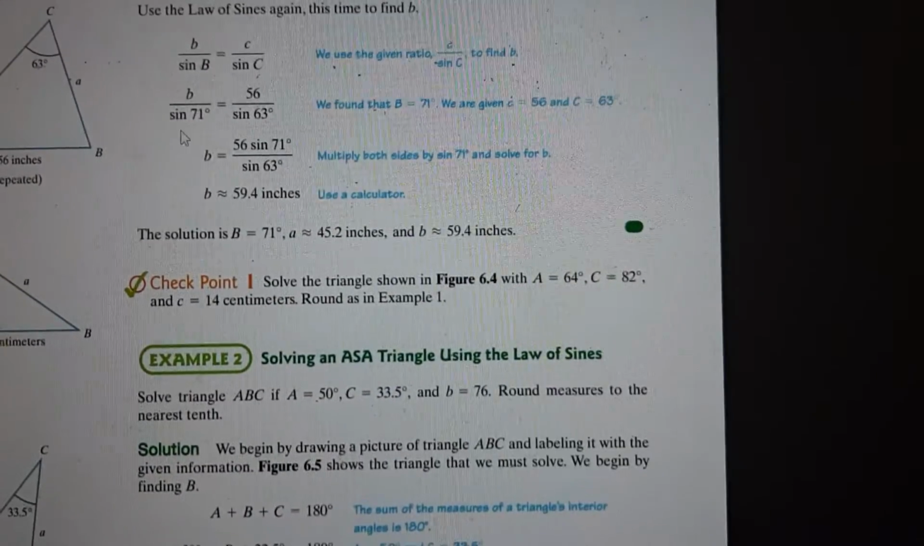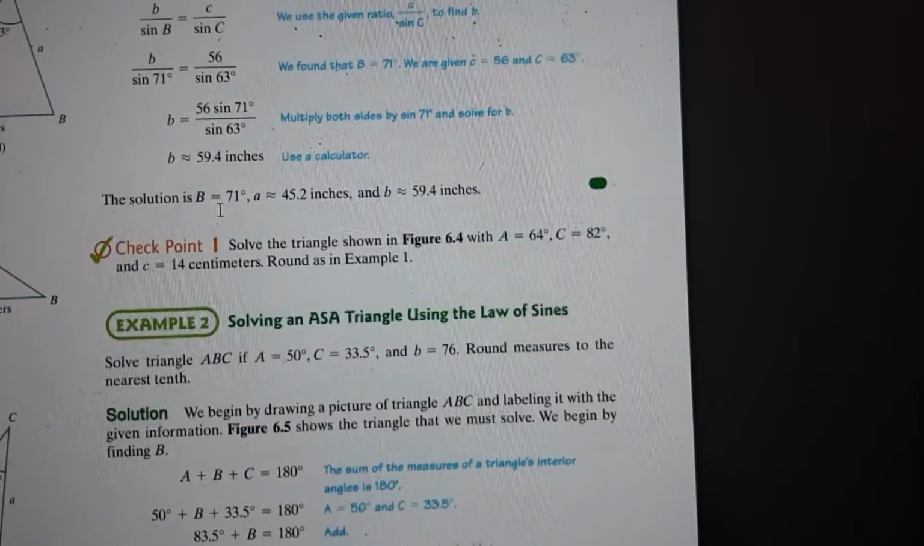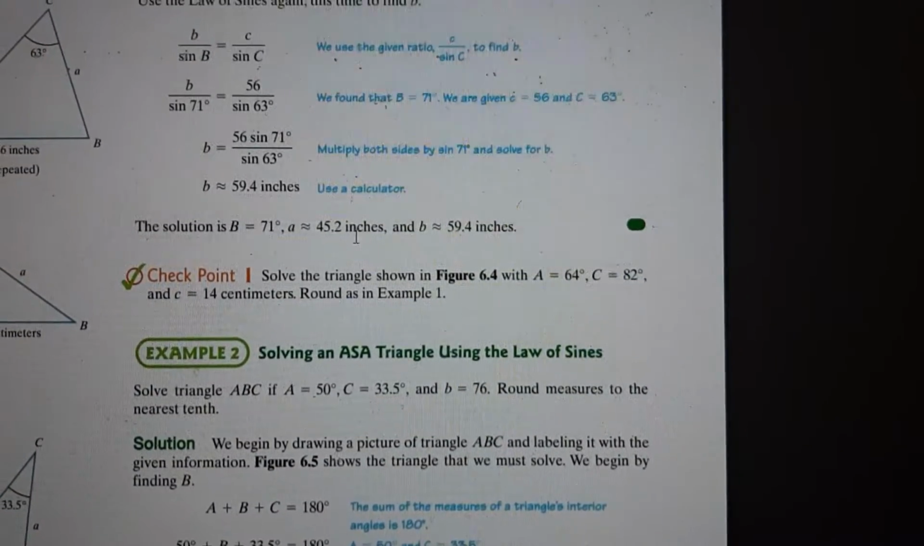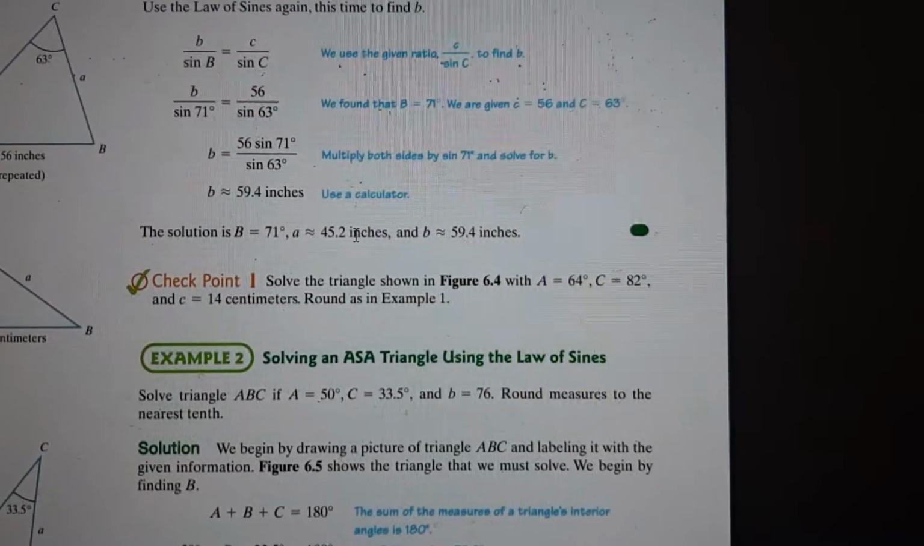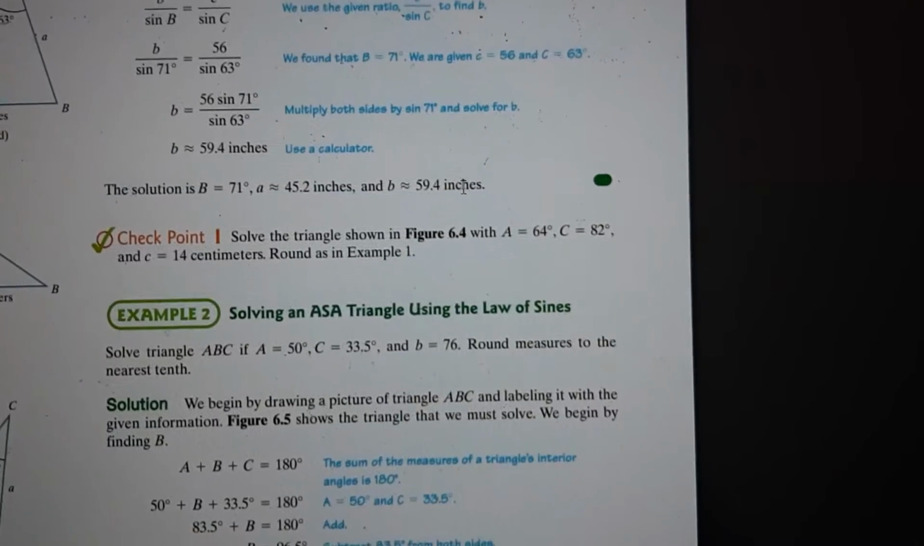That is how we solve this entire triangle. The solution is that angle B is 71 degrees, the side A is 45.2 inches, and the side B is 59.4 inches. Okay? Now I'm going to solve one more example, which is from the book.